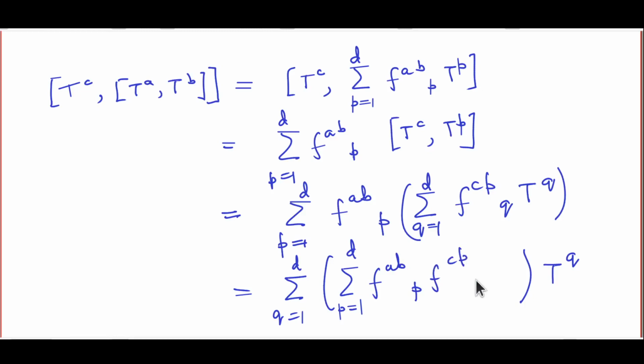Now it is easy to see that the other two terms in the Jacobi identity, the ones which you get by cyclically permuting Tc, Ta and Tb, will essentially have exactly the same form with the coefficients a, b and c here, these indices, being cyclically permuted. So ultimately what you will end up with is this term.